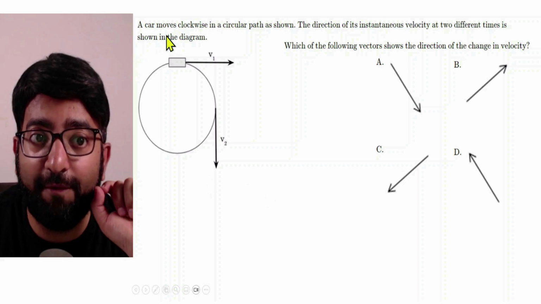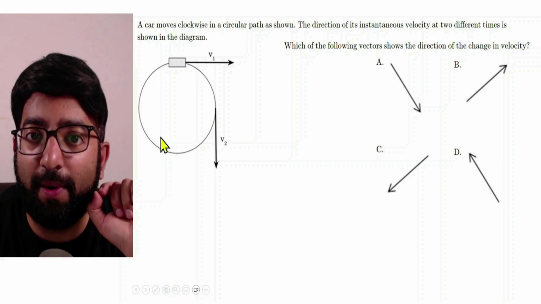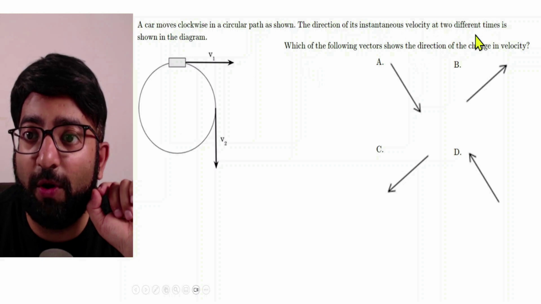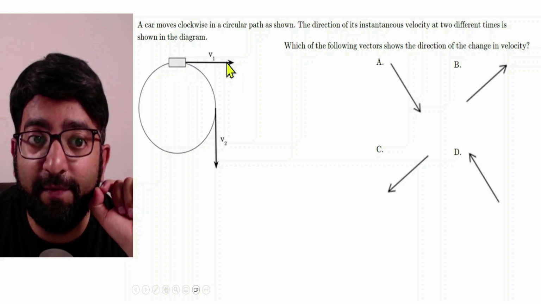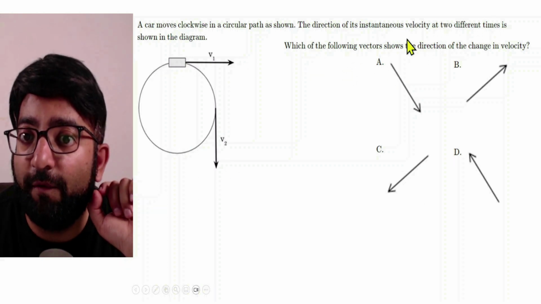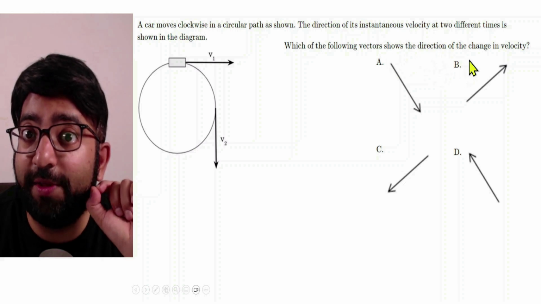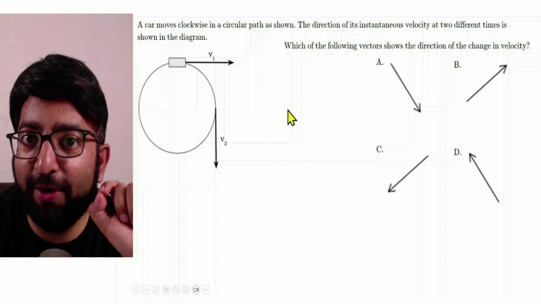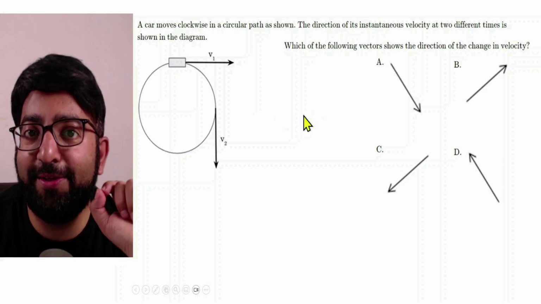So here we have a car which is moving clockwise in a circular path. The direction of the instantaneous velocities at two times are given, v1 and v2. Which of the following vectors shows the direction of the change in velocity? Pause the video, attempt it on your own, and then look at the solution.